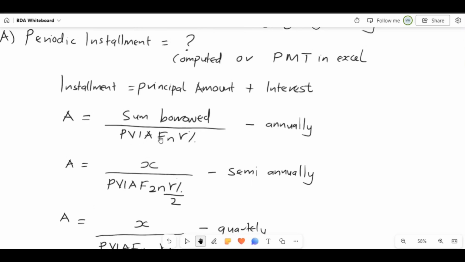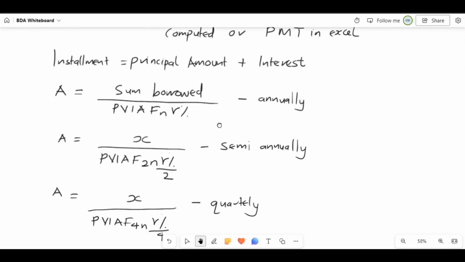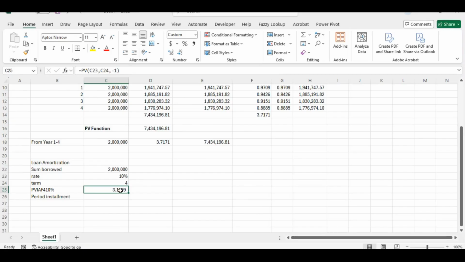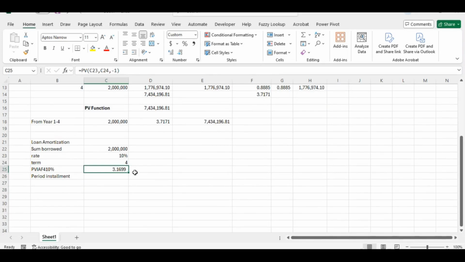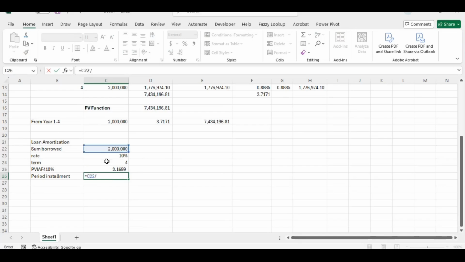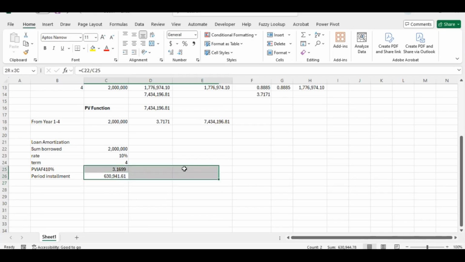This present value interest annuity factor at n years and r%, that is exactly what we've computed. That is what we've gotten to be 3.169. So after getting that, if you want to get the periodic installment, we just divide 2 million by the present value interest annuity factor. So our periodic installment in this case is 630,961.61. That is how we compute it manually. In case you want to have this separately, you can have it as part of your workings.